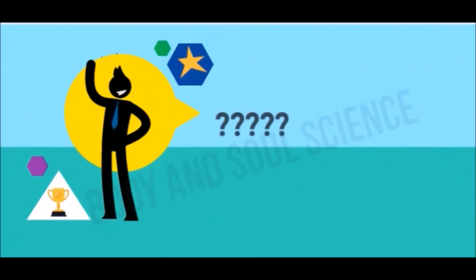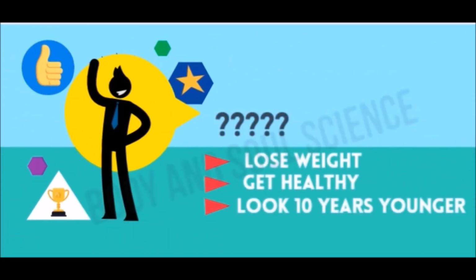Are you one of those who want to lose weight, get healthy, and look 10 or 20 years younger? You might want to look into the reasons for aging and maybe reverse the process. How do we age in the first place? Let's look into aging at the cellular level.